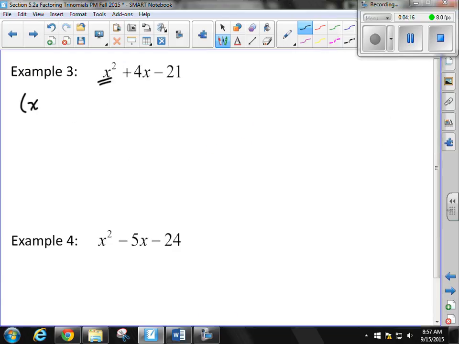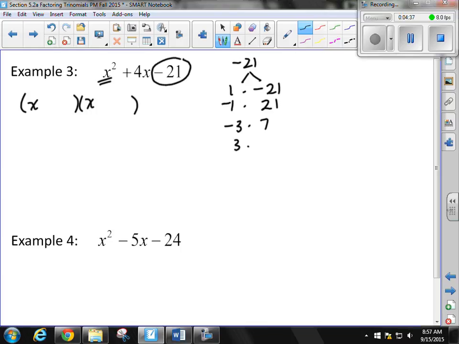X squared factors as x times x. Negative 21. When I factor negative 21, I have to have one positive and one negative. So 1 times negative 21 or negative 1 times positive 21. Negative 3 times positive 7 or positive 3 times negative 7. Those are all my possible combinations.